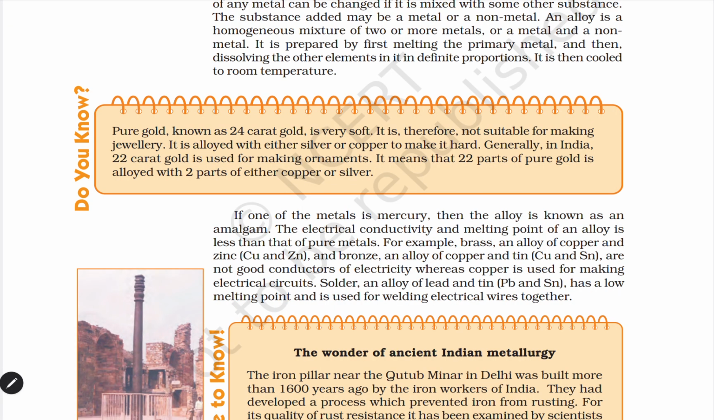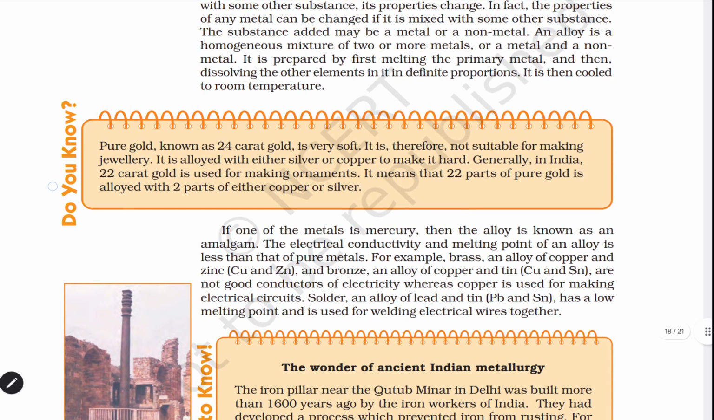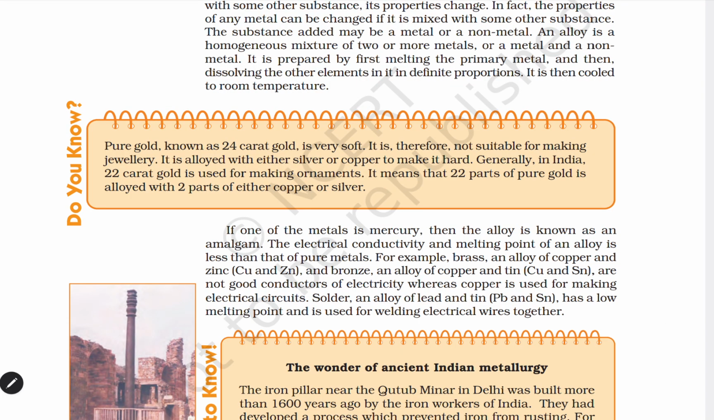So here one interesting fact is given. Pure gold, you have all heard about this, 24 karat gold. What is 24 karat gold? Pure gold. It is not mixed with any other material, then it is known as pure gold. So it will be very soft, and you cannot make jewelry out of it. It will bend like anything. So what you have to do is alloy it with either silver or copper to make it hard.